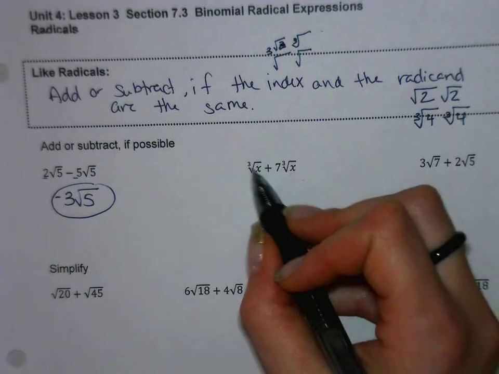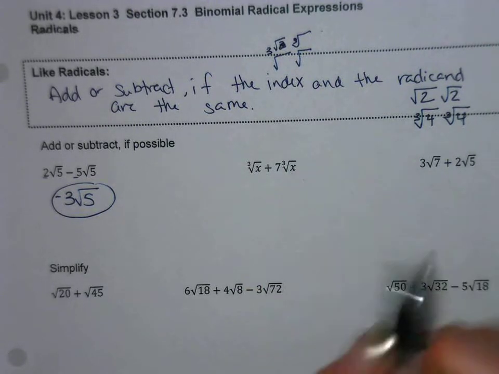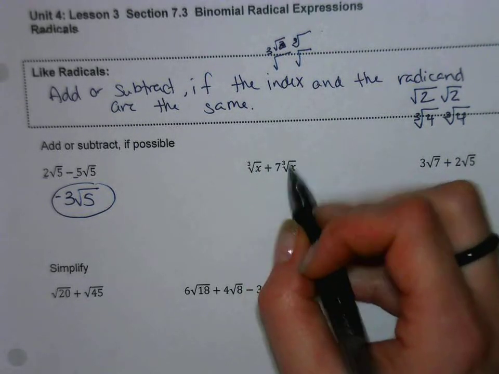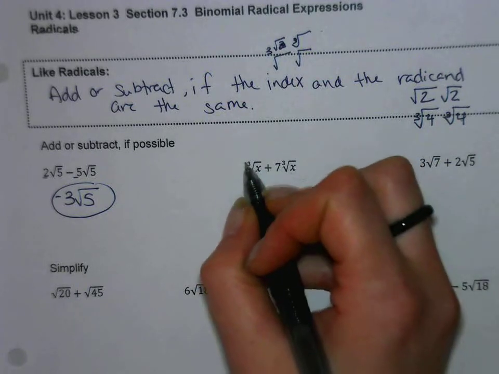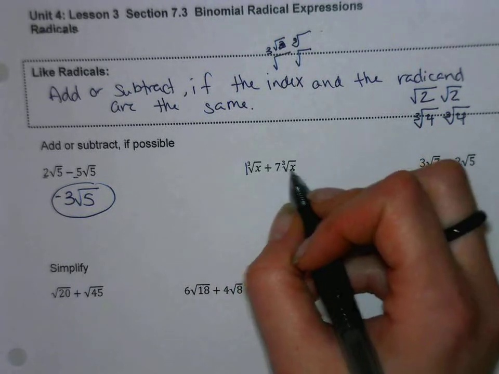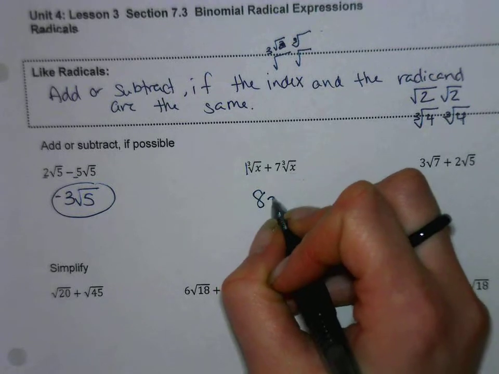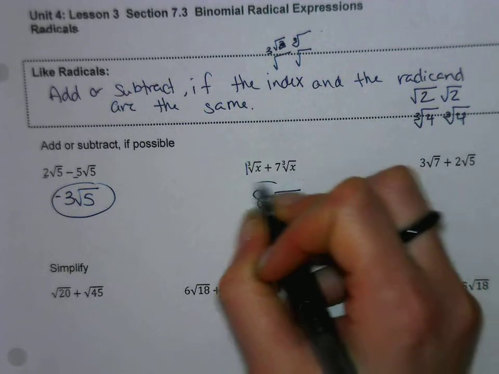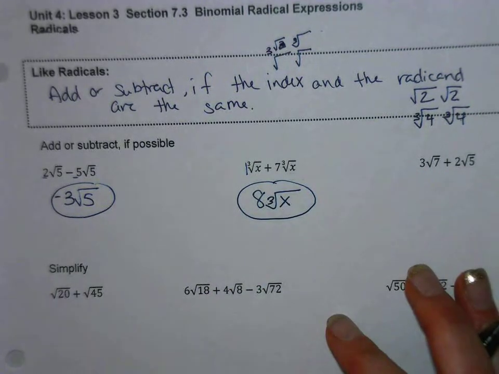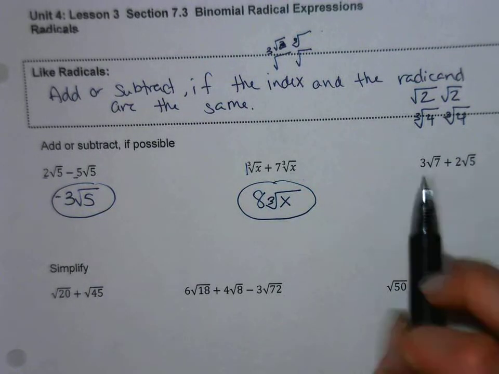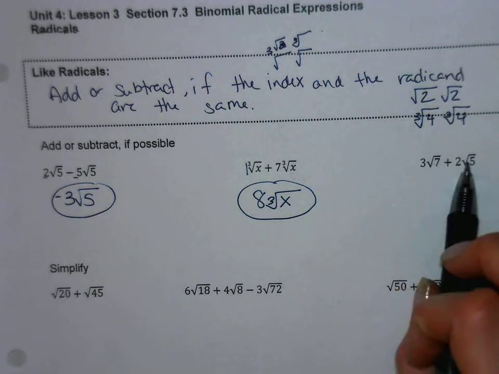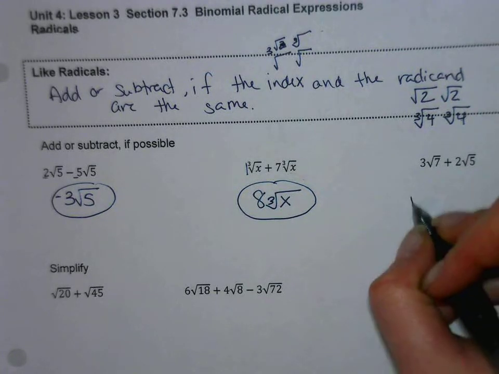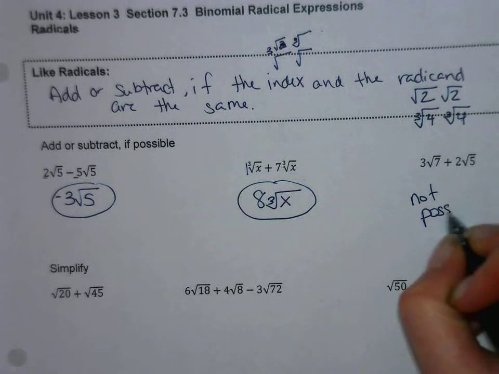Here we have the same index, a cube root and a cube root. Our radicands are the same, they're both x's. So we have 1 cube root of x plus 7 cube roots of x, which means we have 8 cube roots of x. For our last example, we have the same index, they're both square roots, but our radicands are not the same, one's a 7 and one's a 5, so this is not possible.